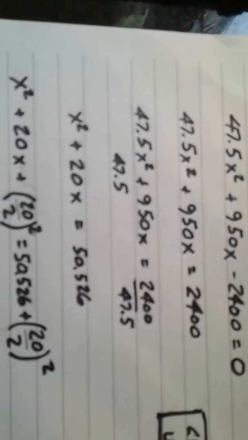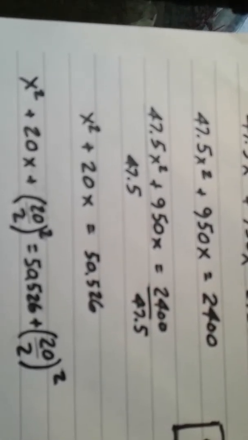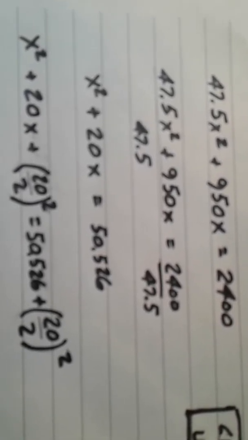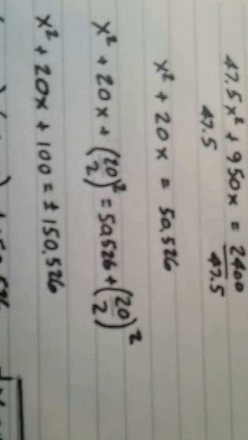Now I also used the completing the square method, which I actually just learned on YouTube recently. And I take the 47.5x squared plus 950x minus 2400 equals 0 from the previous page. And then I moved 2400 over to the other side of the equation. Then I divided both sides of the equation by 47.5 to get x squared by itself. And then the b component, I divided by 2 and squared it, and then you put that on both sides.